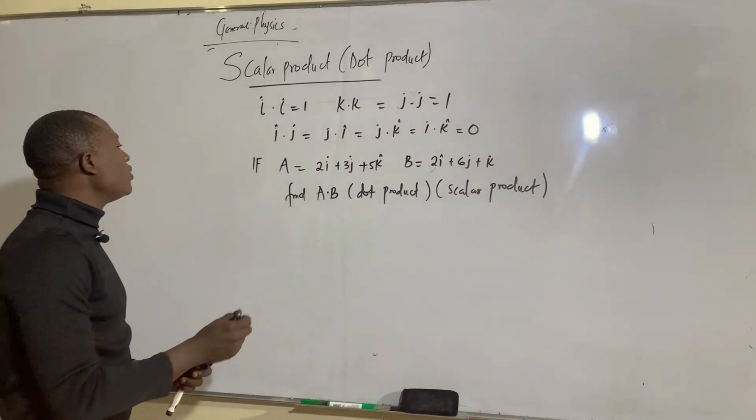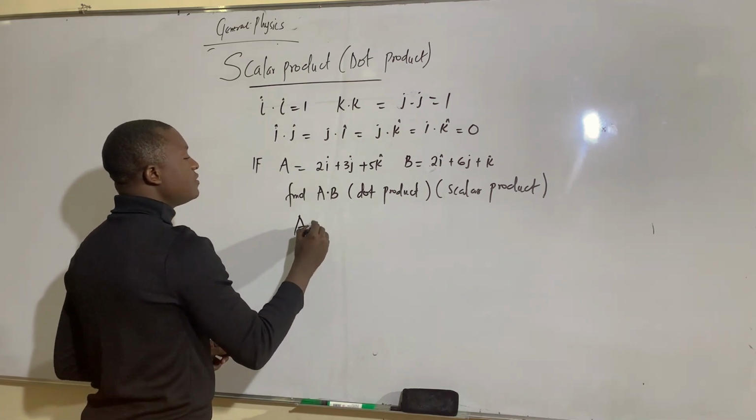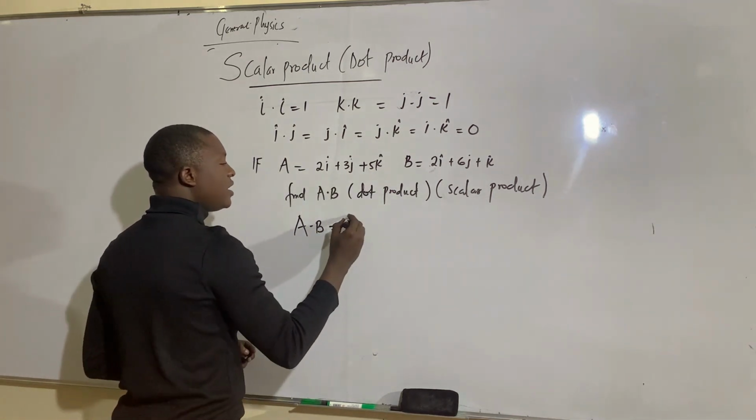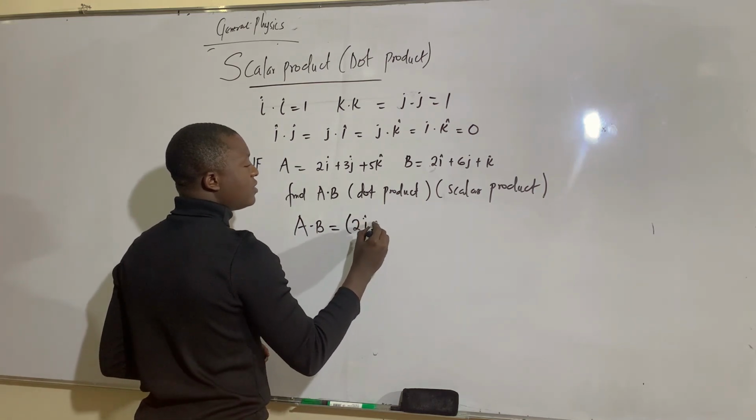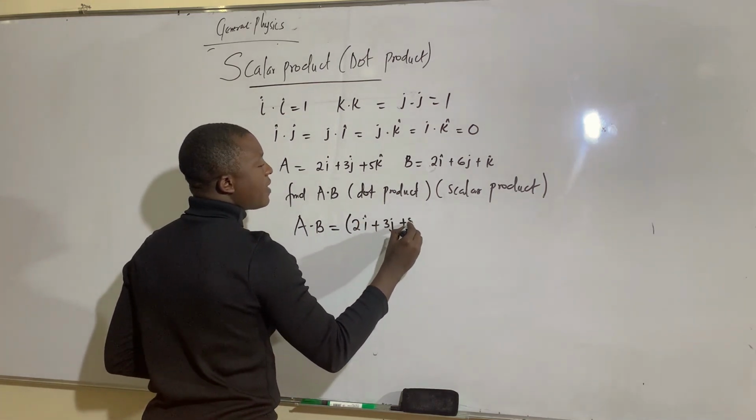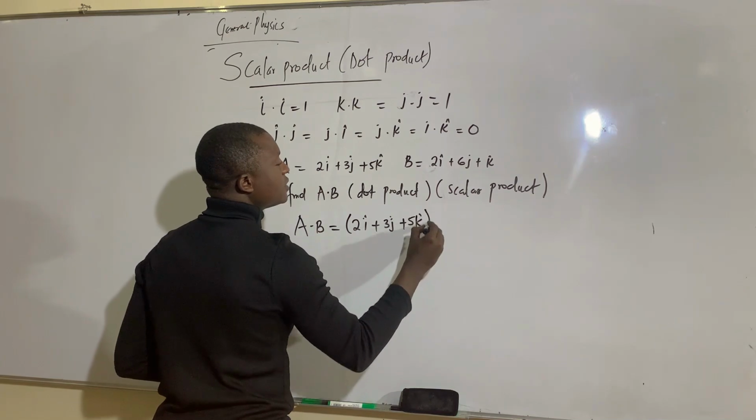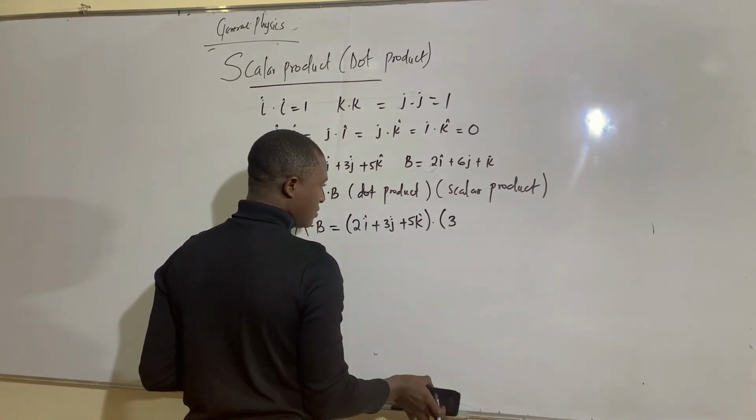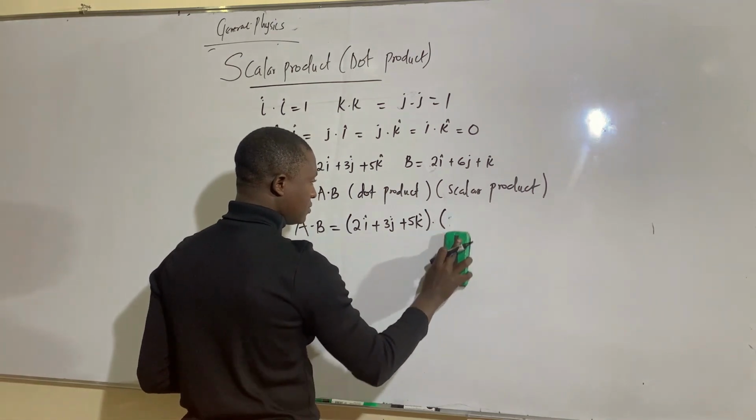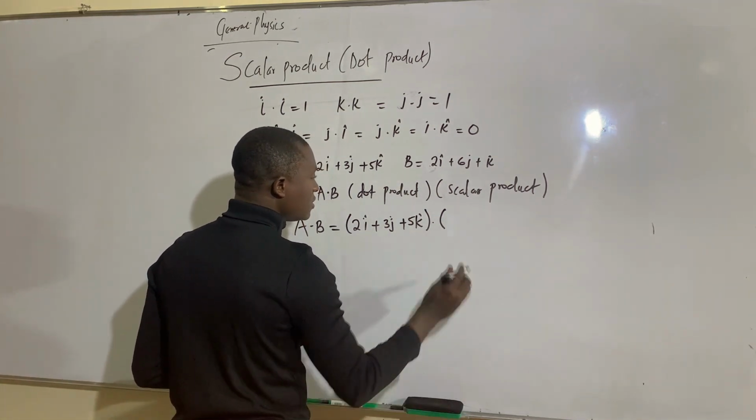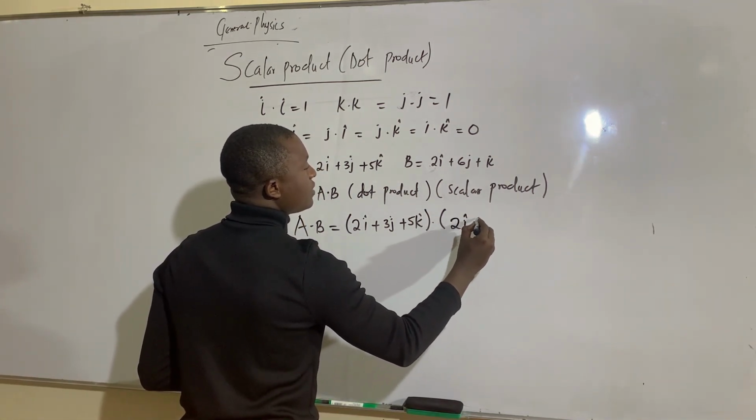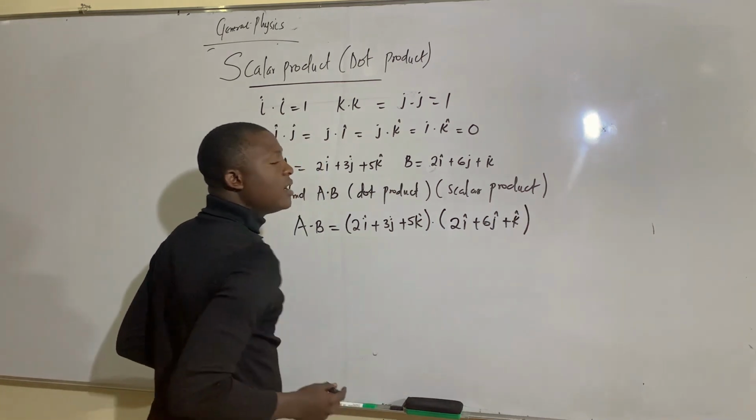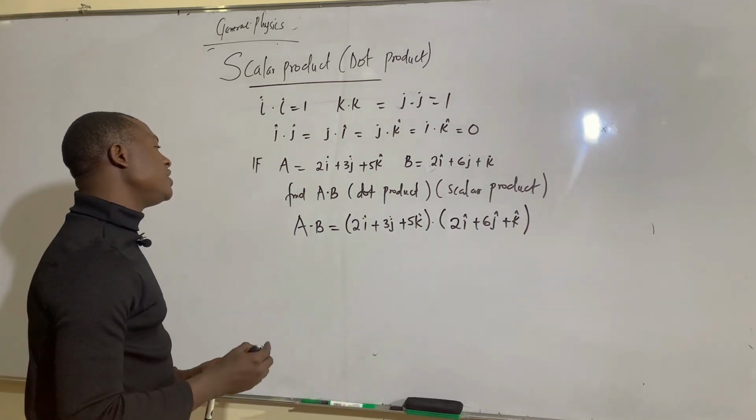So now I want to find A dot B. Very simple and straightforward. How will I do that? My A is 2i plus 3j plus 5k, then dot, the B is 2i plus 6j, then plus k. So I'll just match them together: i for i, j for j, at the same time k for k.